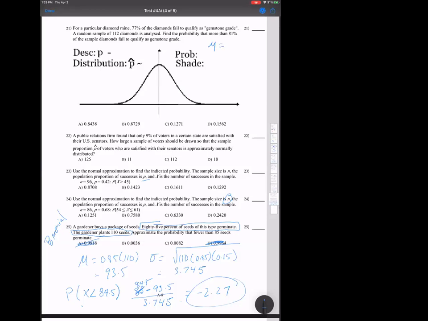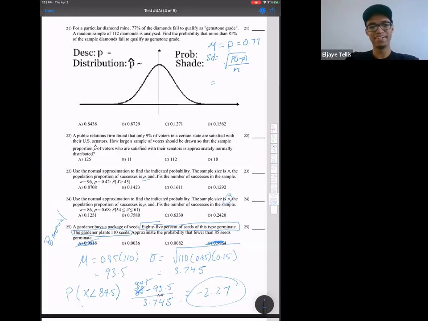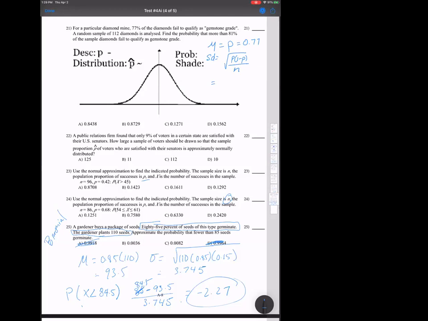The mean is always equal to p. So in this case right here, the mean is 0.77. The standard deviation is given by the formula: the square root of p times 1 minus p, which I call q, divided by n. Memorize that for the exam. You definitely need to memorize this formula for the exam.